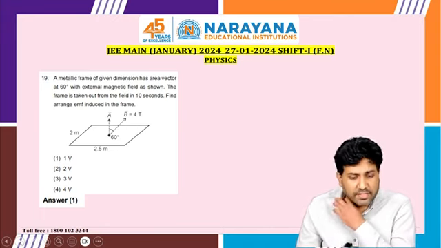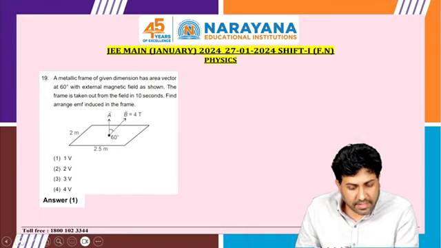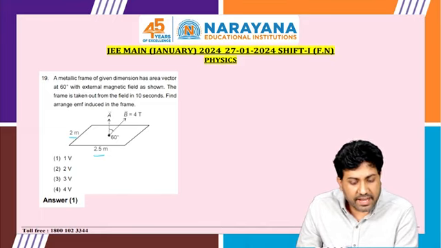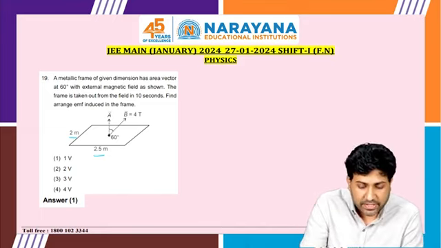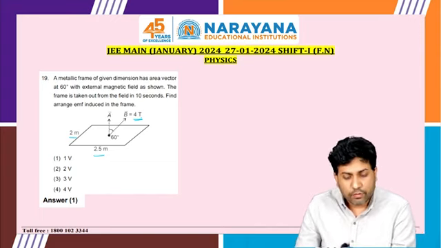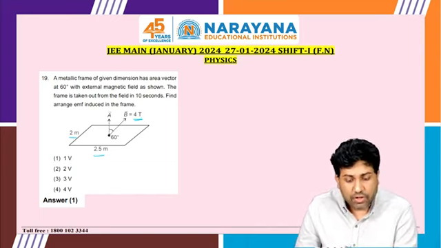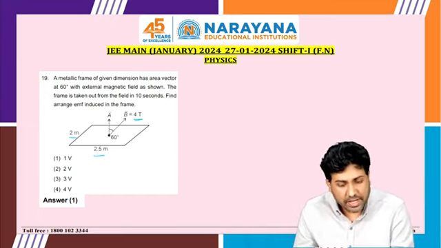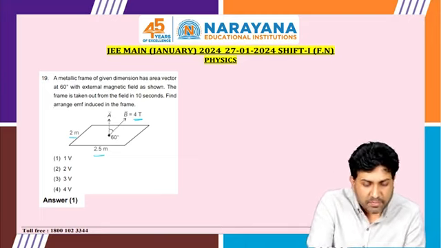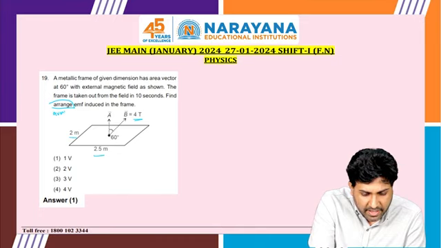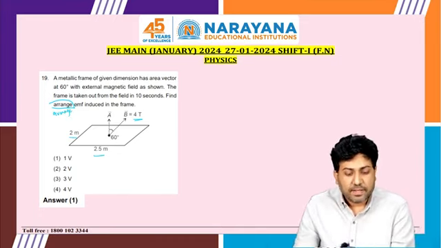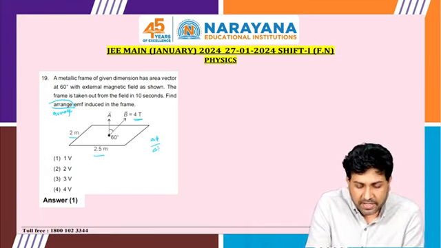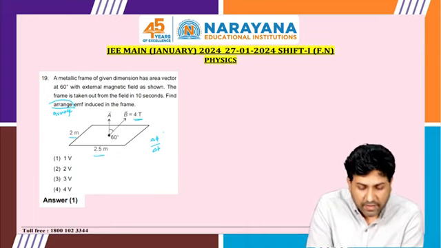In this question, what is given to us? There is a metallic frame of the dimensions as shown here. The area vector is making an angle 60 degree with the external magnetic field, which is in this direction, and the magnitude of the magnetic field is 4 Tesla. The frame is taken out of the field in 10 seconds. That means there was flux initially and the flux will suddenly change. Then find the average EMF. There's a printing mistake here. Okay, it should be: find the average EMF induced in the frame. So what is the average EMF? Average EMF basically will be delta phi upon delta t. Okay, now what is the initial flux?